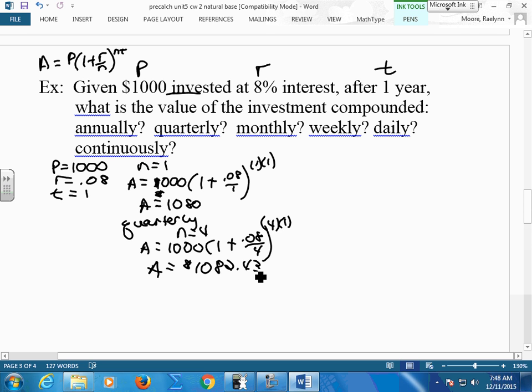Now we see a little bit of growth. We now went to 4 times a year, so we see a little bit of growth. Even at 8%, that's a small amount of growth. So how about monthly? N is what? N is 12. So same thing, just pull it down, second enter, pull it down, and change the 4 to 12. Remember you have 2 spaces to do it in. And over time, this is just 1 year.